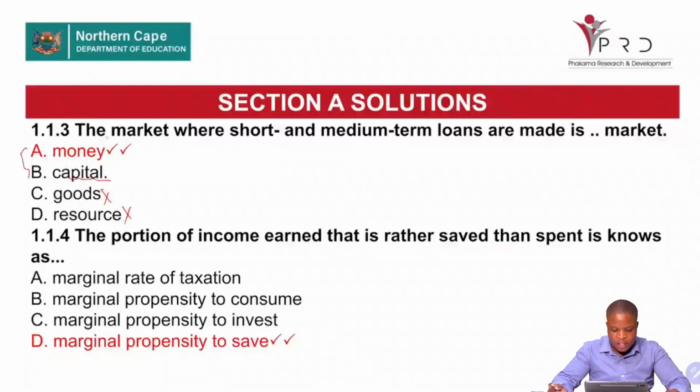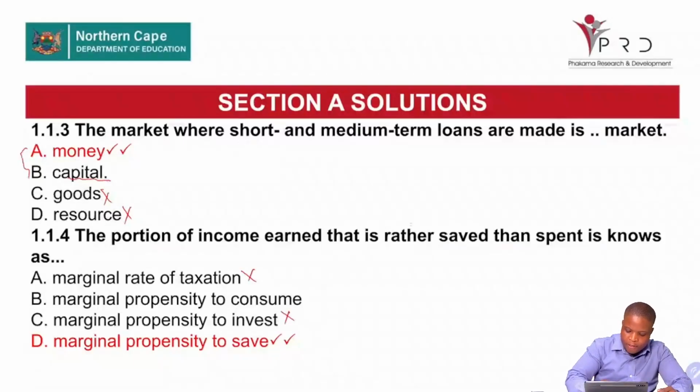The portion of income that is rather saved than spent is also known as what? The proportion of money that we rather save than spend. Right? So it's about income that you get. So taxation, no. Investment, no.